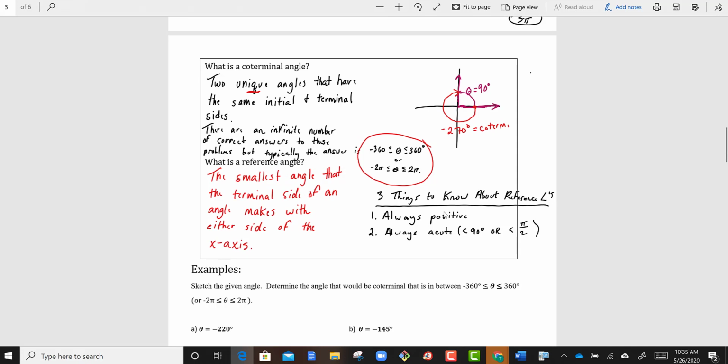And then finally, this is really just the definition in another way. It's the shortest revolution, or sometimes I say distance, to the x-axis. And again, it can be the positive x-axis or the negative x-axis. This definition sounds really complex, but if you remember these three things, it's really not too bad. So now let's work out some examples.